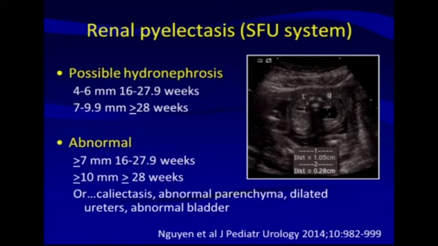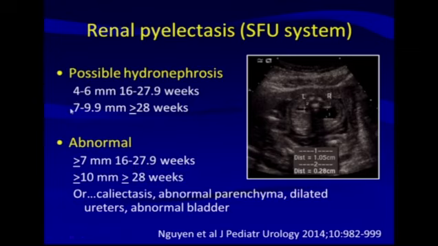Now, there was a consensus conference. I urge you to look at this reference in the Journal of Pediatric Urology from 2014, a consensus panel which included some radiologists as well as the Society of Fetal Urology, which has drafted nomenclature and guidelines as to when to call possible hydronephrosis or hydronephrosis prenatally as well as postnatally. And their criteria are broken down into the second and third trimester. You can see in the second trimester, 4 to 6 millimeters AP diameter of the renal pelvis is considered possible hydronephrosis, but if it's greater than or equal to 7 millimeters, it's considered abnormal.